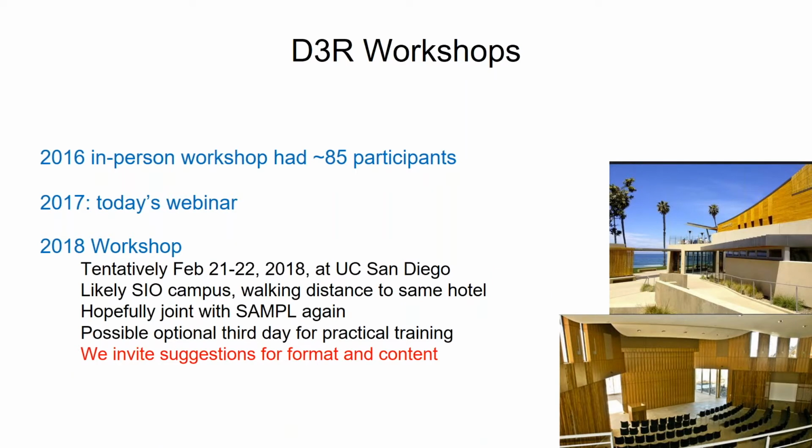Finally, in 2016, we had an in-person workshop here at UCSD. There were around 85 participants. It seemed to be very productive and positive. 2017, we're here today in this webinar. 2018, we thought it would be important to go back to an in-person workshop and get a little more intensive interactions going. So we're tentatively penciling this in for February 21st, 22nd, again here at UC San Diego. So it'll be warm during those winter months. And this time we might hold it on the Scripps Institution of Oceanography campus because it's walking distance to the hotel, so you can hang out on the beach in between sessions.